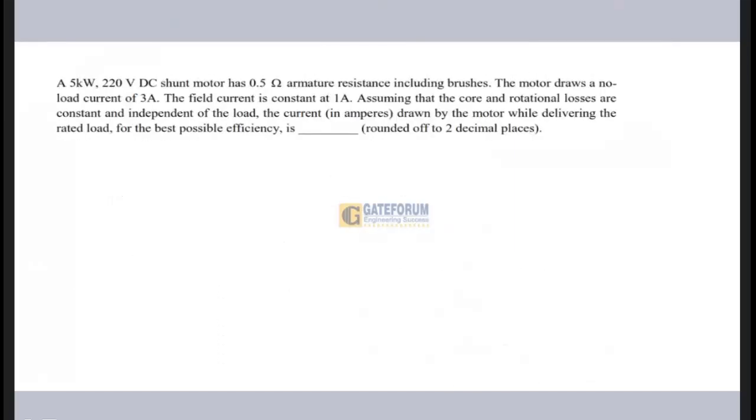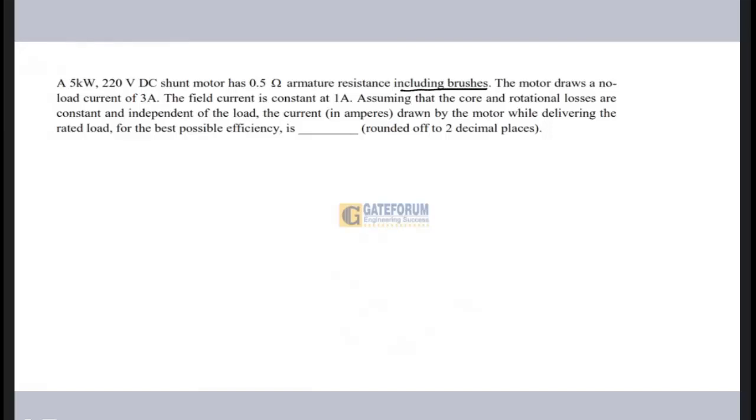Hello students. So this particular question was asked from the electrical machines section in your GATE 2024 EE. In this question, they are asking that a 5 kilowatt 220 volt DC shunt generator has 0.5 ohm armature resistance, including the brushes. The motor draws a no load current of 3 ampere.